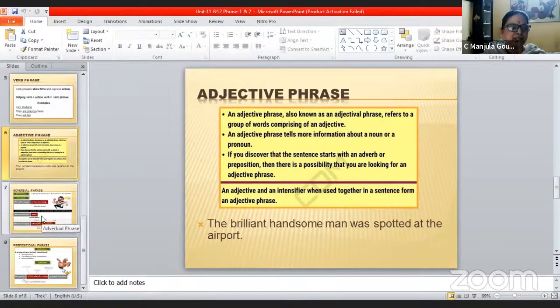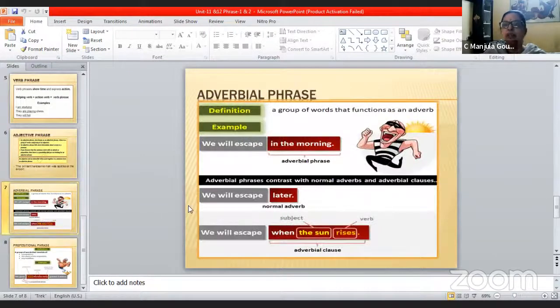Then the next phrase that we learned in this lesson was the adverbial phrase. An adverbial phrase, as the name suggests, is a group of words that functions as an adverb, or it adds something to the meaning of a verb, noun, or an adjective at times. So let us look at a single sentence here, which is written in different ways. We will escape. When are you going to escape? In the morning, or later, or when the sun rises, or when the sun sets. So I have four sentences for you here.